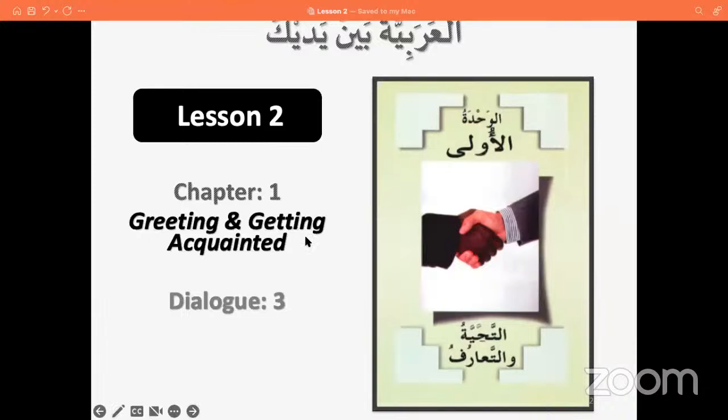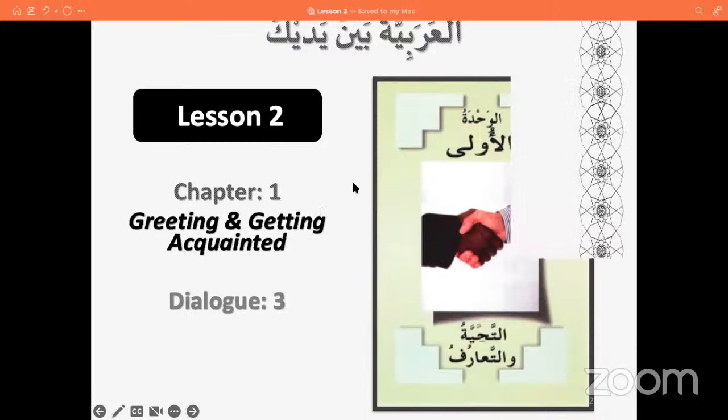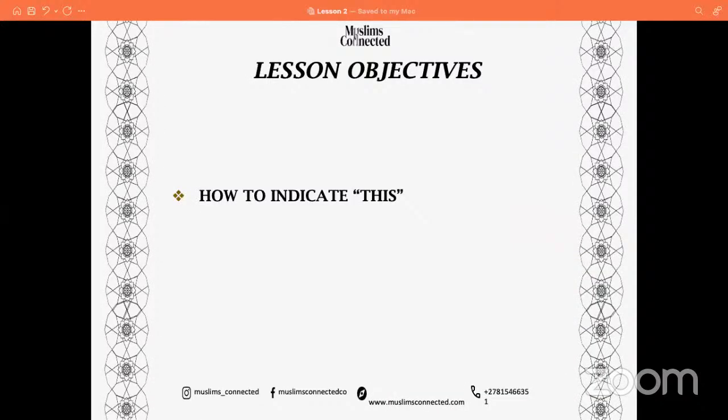We're going to learn quite a bit, and there are very important skills that we are going to learn, inshallah. We're going to learn how to say this, basically how to indicate, to say this is a house, or this is my father, this is my brother, this is a cousin, whatever you want to say. We're also going to learn 17 new Arabic words in addition to the 16 that we learned in the previous lesson. That leaves us with 33 Arabic words in total, inshallah, by the end of this lesson.